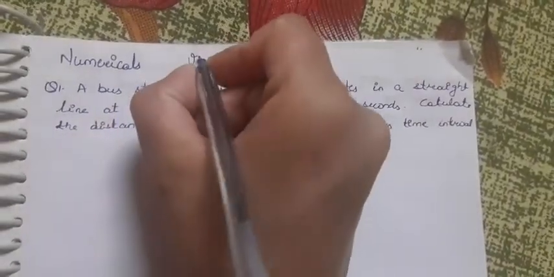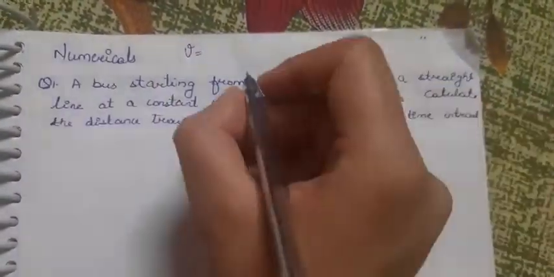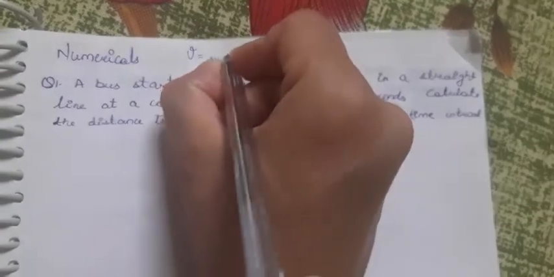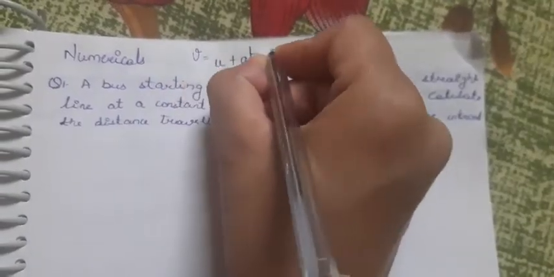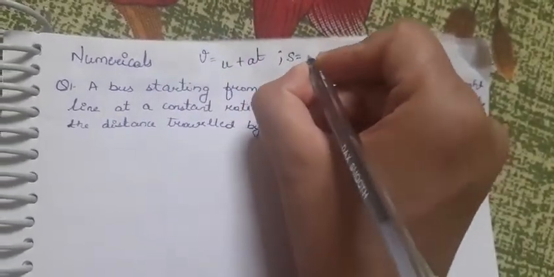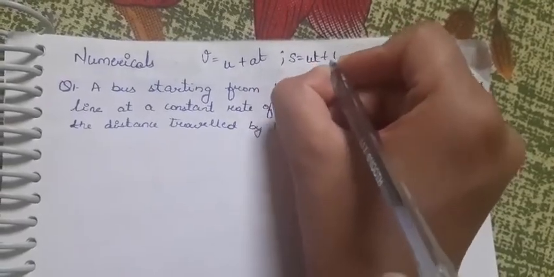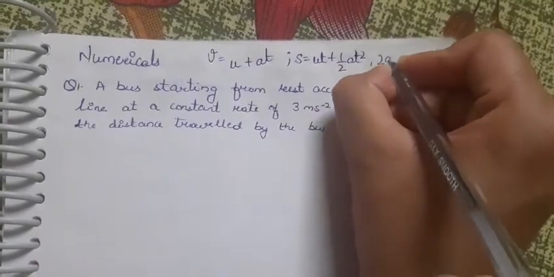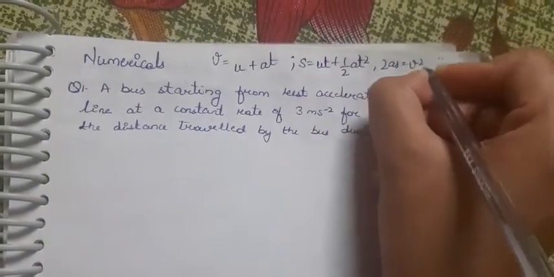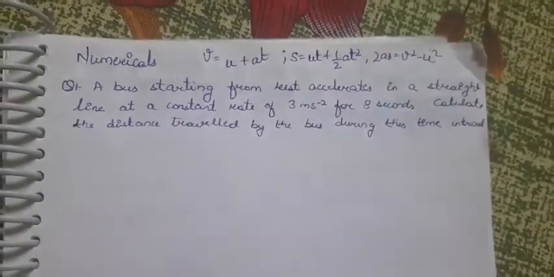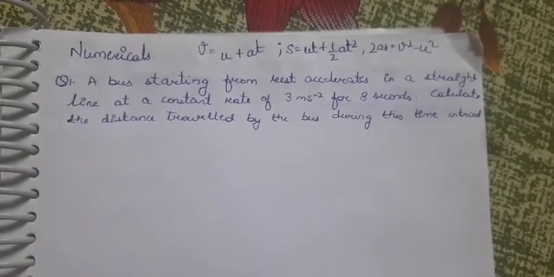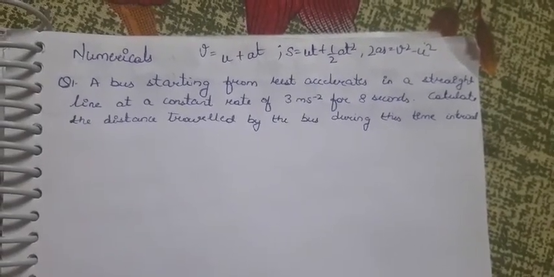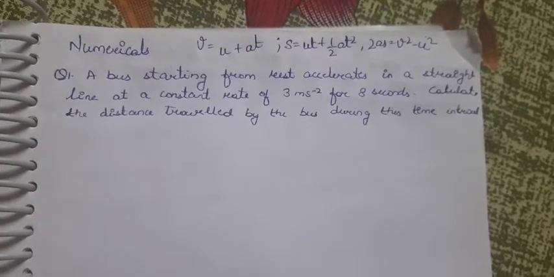Like v is equal to u plus at, s is equal to ut plus half at square, 2as is equal to v square minus u square. I have already notified its derivation and its graph in my previous video. So let us continue with the numericals.